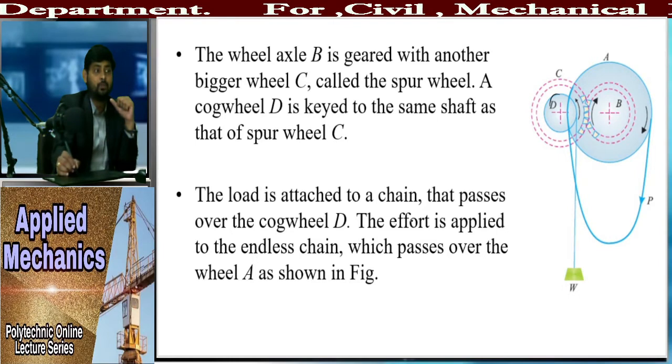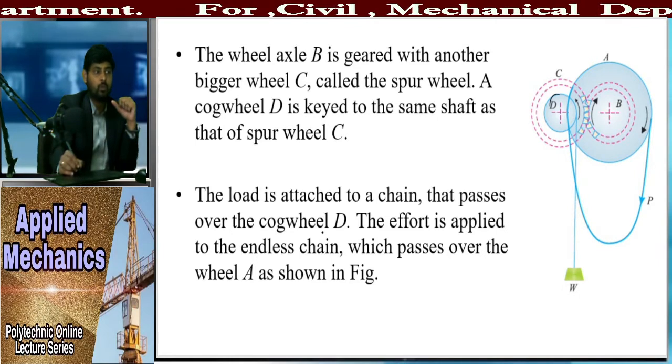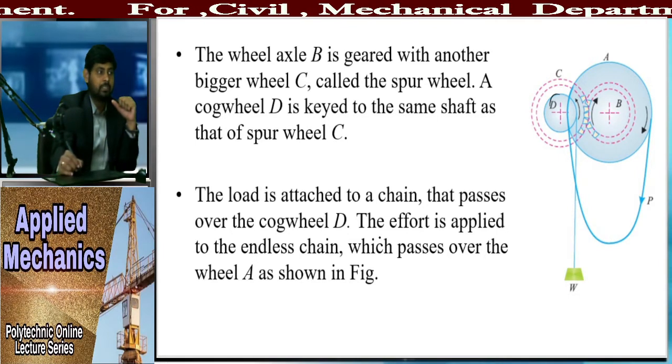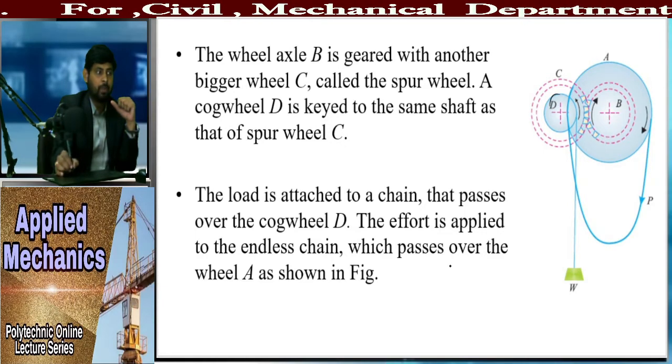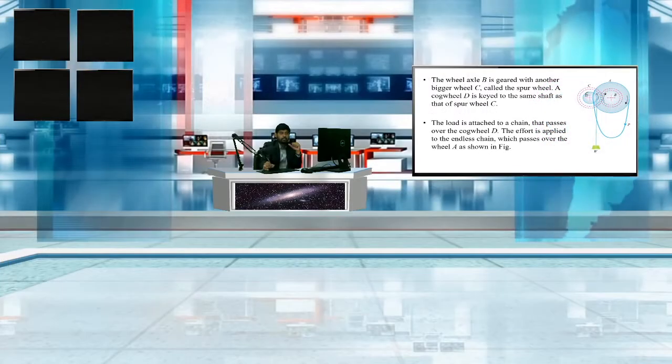The load is attached to a chain that passes over the cogwheel D. The effort is applied to the endless chain which passes over the wheel A as shown in the figure.